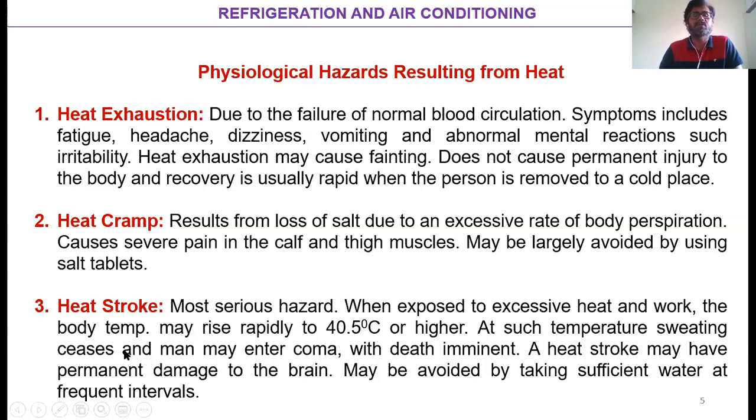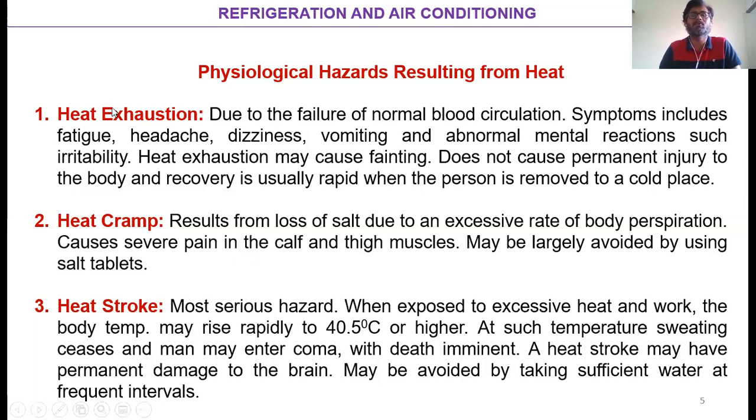At such temperature, the sweating ceases, the skin becomes dry, and that particular human may enter into a coma, which is the last stage before death. And if the appropriate measures are not taken, then death is certain, imminent. The heat stroke may cause permanent damage to the brain as well. So it can be avoided by taking sufficient water at frequent or regular intervals. So do consume water at regular intervals and in sufficient quantities as well.